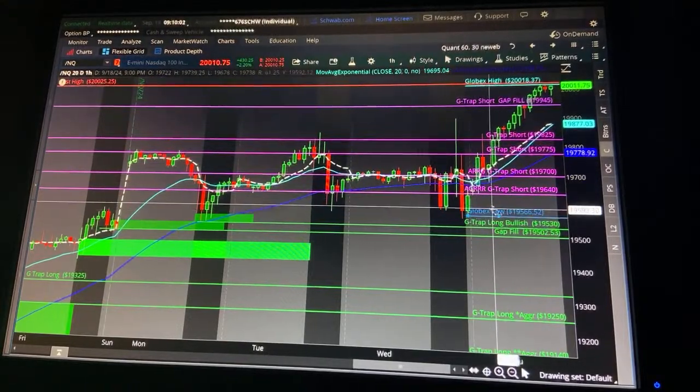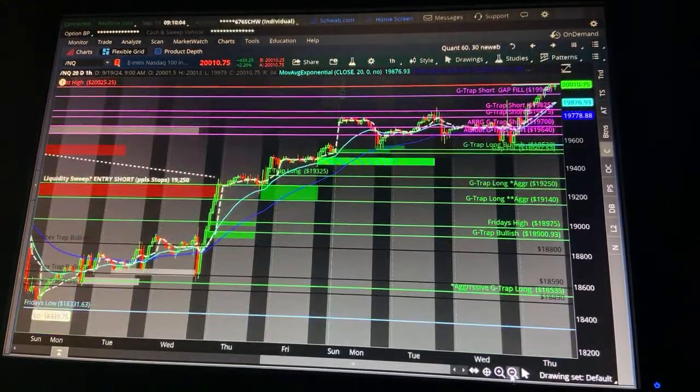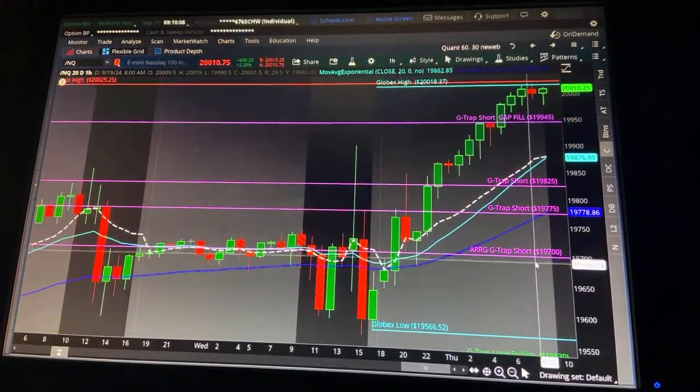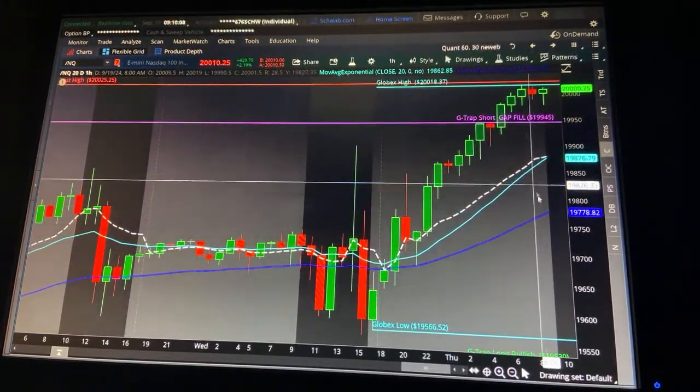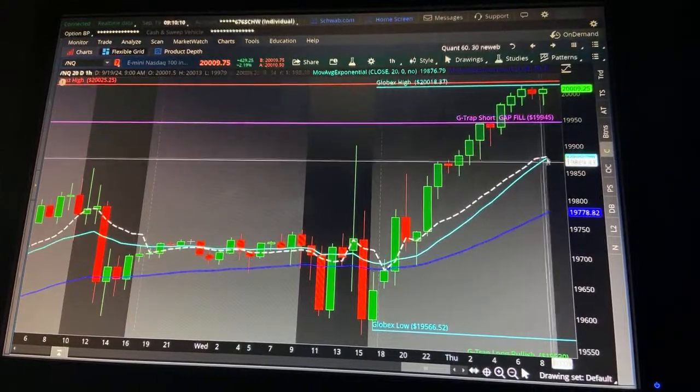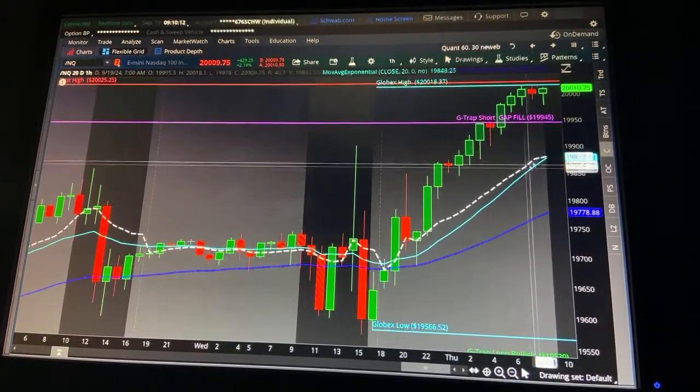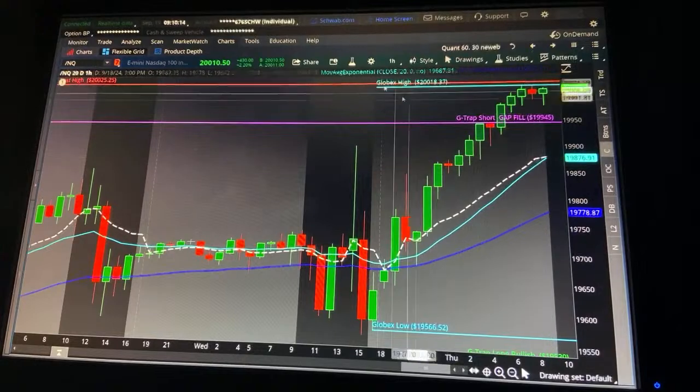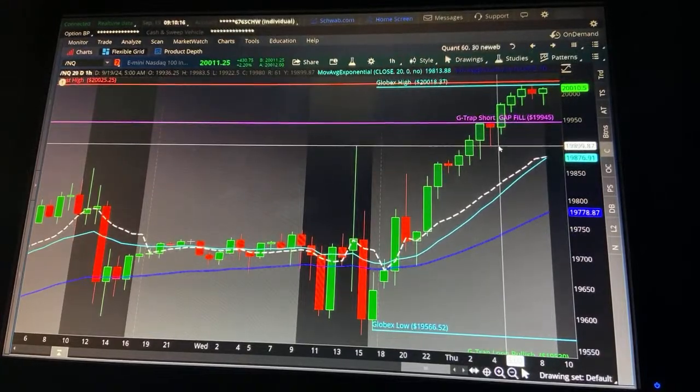Let's see. Globex high, Globex low. Man, I just got to clean this up, man. This NASDAQ chart is just getting too ridiculous here. Okay, well, long story short here, got a couple levels. Now, this one has the most confluence here. I'm on a 60-minute time frame, NASDAQ futures, by the way. 60-minute time frame NASDAQ futures, okay?